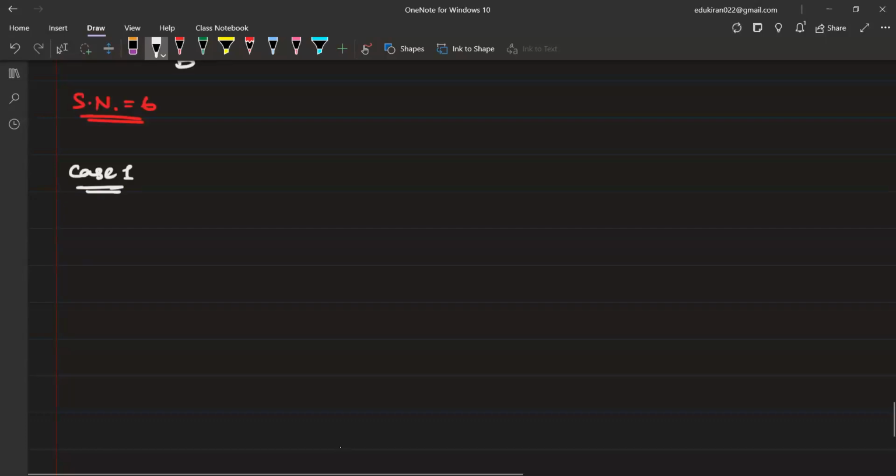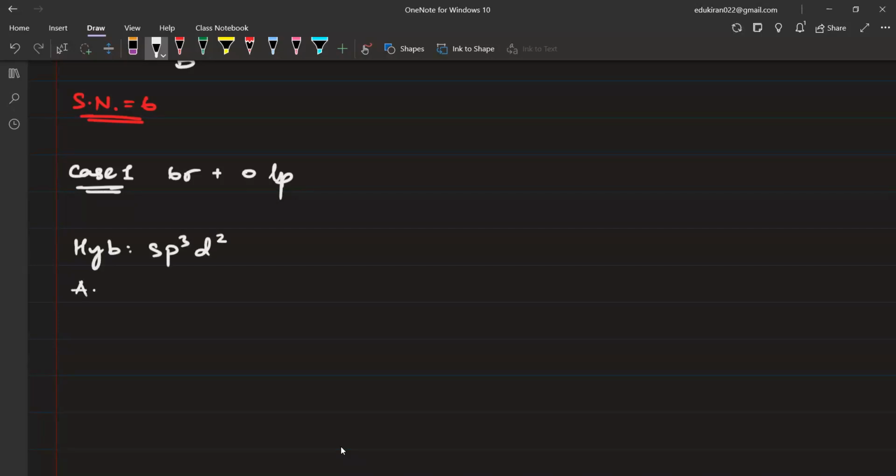Case 1. Here we'll be having 6 sigma plus 0 lone pair. And the hybridization in the steric number 6 case is sp3d2. The atomic orbitals taking part in this hybridization will be s, then px, py, and pz, then 2 orbitals from the d subshell.